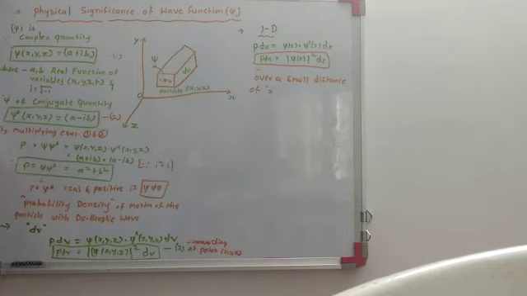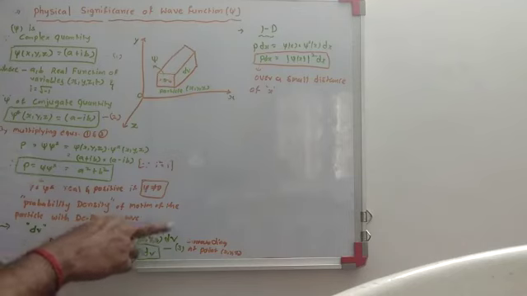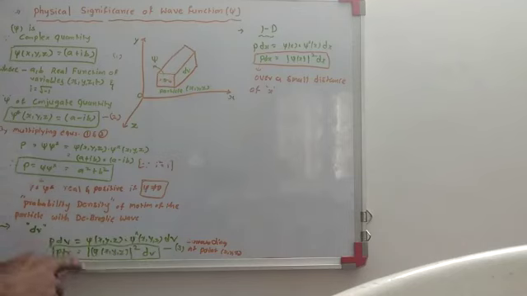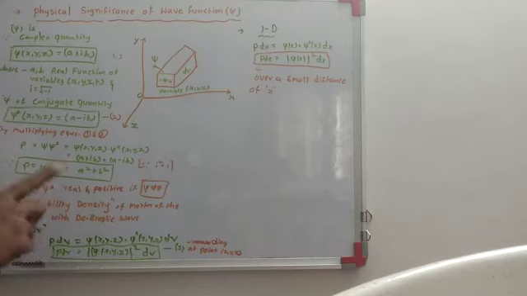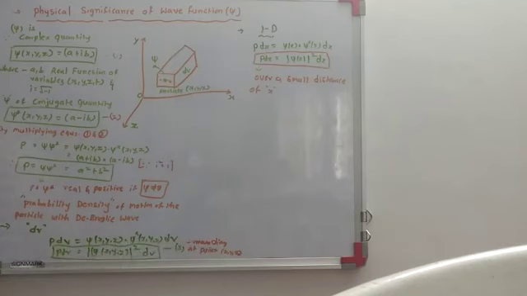Suppose the motion of the particle is confined to the volume element dV, then the quantity is P dV. P means psi of x, y, z into psi star of x, y, z into dV. P dV equal to modulus square psi of x, y, z dV. This equation represents the probability of finding the particle surrounding the point x, y, z.